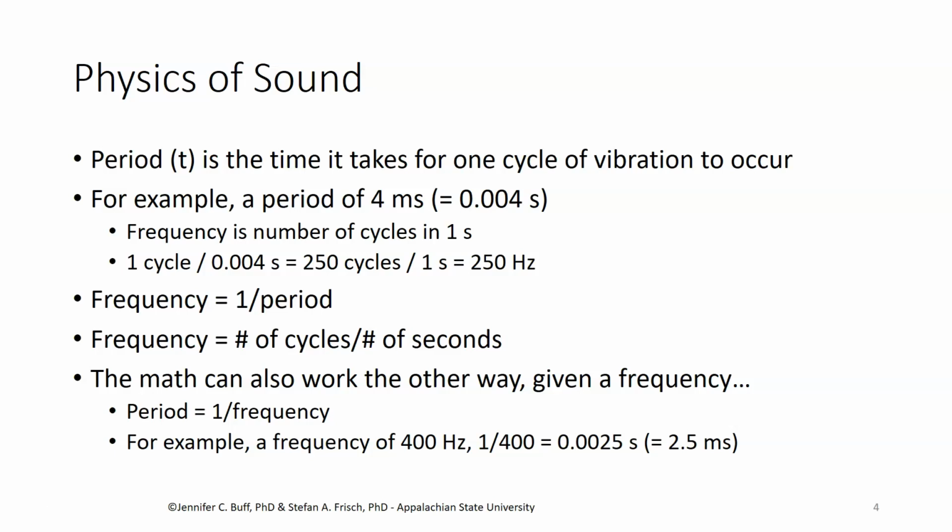Given math, we can also do things the other way. So the period is 1 divided by the frequency. For example, if I have a frequency of 400 hertz for a sound, 1 divided by 400 gives us 0.0025 seconds, or 2.5 milliseconds, as the period.